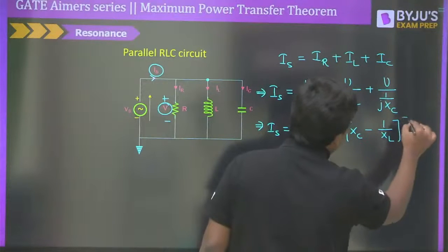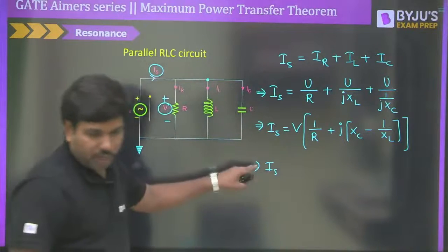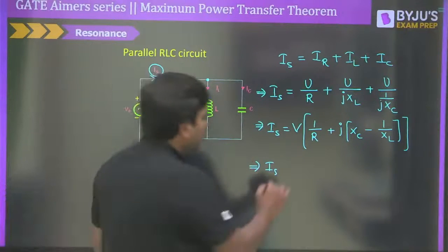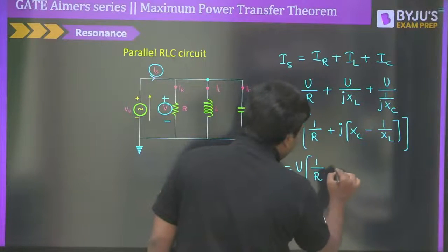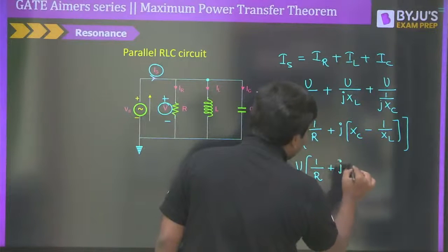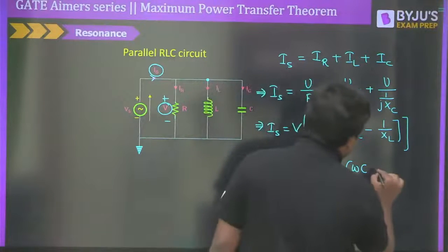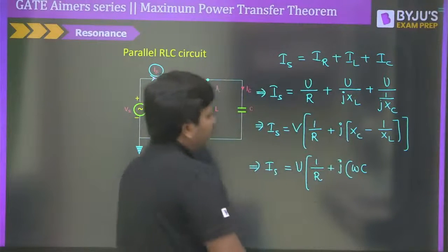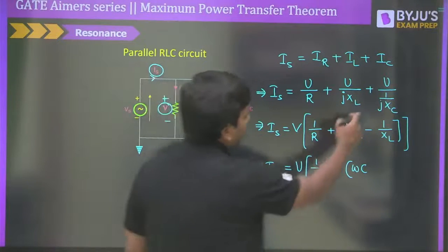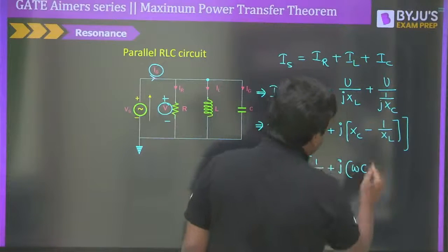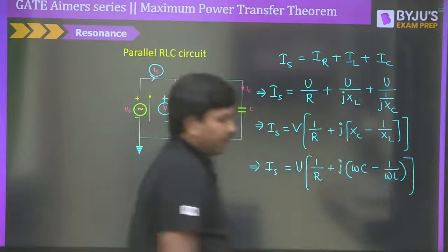Correct, XL here. So let me write down clearly here. So Ix can be written as, that means the source current. Now the source current can be written as V into 1 by R plus 1 by j omega L, minus, oh sorry, j into XC. XC means what? XC is going to be 1 by j omega C, so that is coming omega C, fine. So this is exactly what you are supposed to get here, correct? So please look at this, exactly you are going to get this.